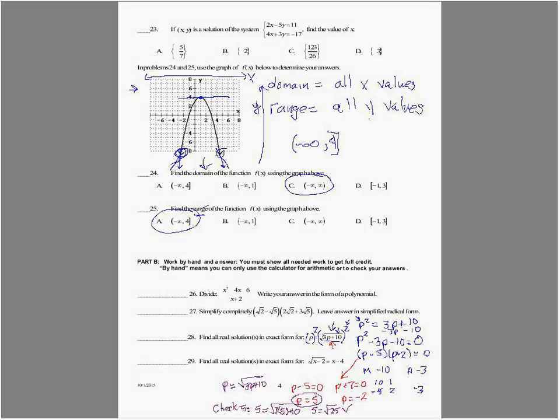Now we're going to check negative 2. Let me switch colors again. That'll look like this. We'll plug in negative 2 for P. We get negative 2 equals the square root of 3 times negative 2 plus 10. Okay, 3 times negative 2 is negative 6. If we add 10, we're going to get positive 4.